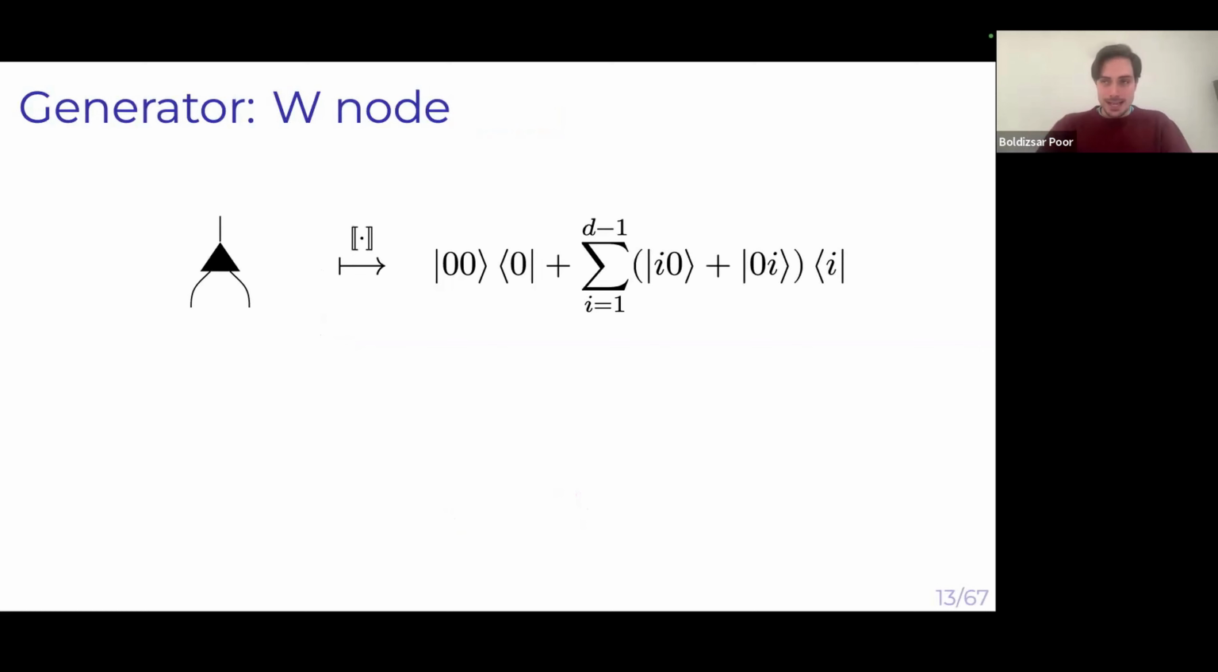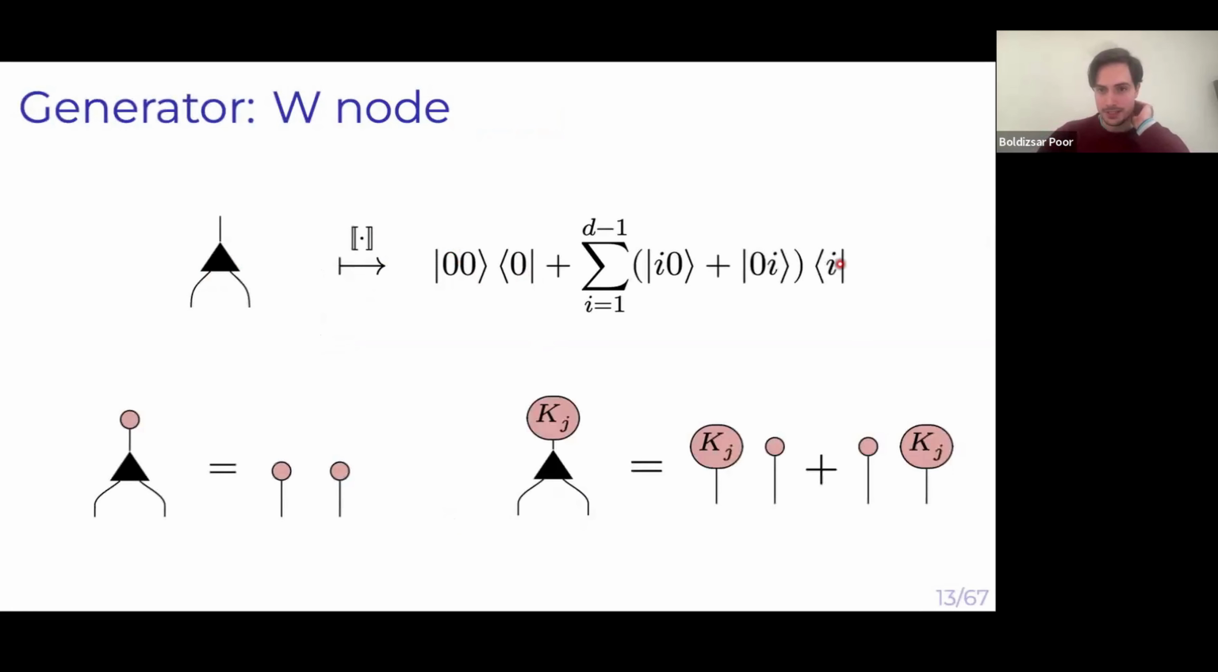So we have had Z and X. The last one is W in the ZXW calculus. What the W does is it maps 0 to 0, 0. And then if you have any computational basis state i, it's going to map it into the superposition of i0 and 0i. So diagrammatically, it looks like this. If you input ket 0, then you get 2 ket 0s. And if you input any ket j, then you get the superposition of j0 and 0j.